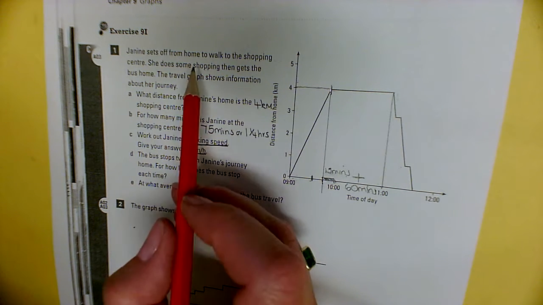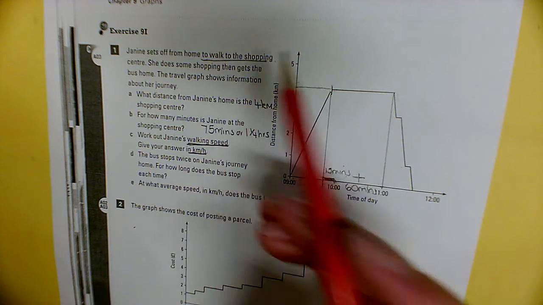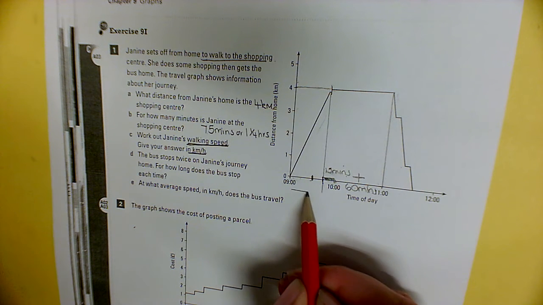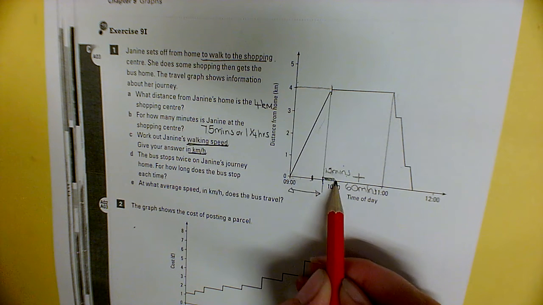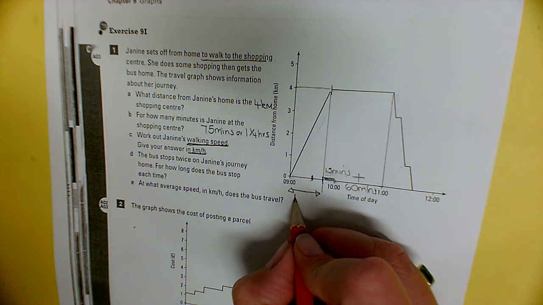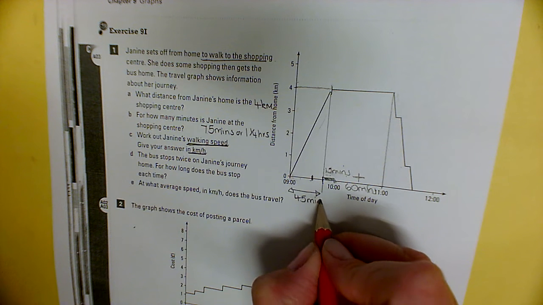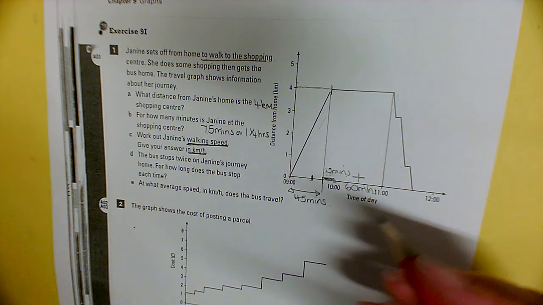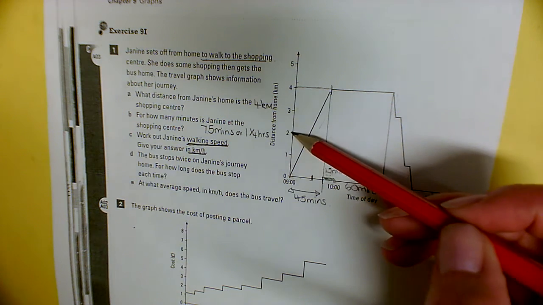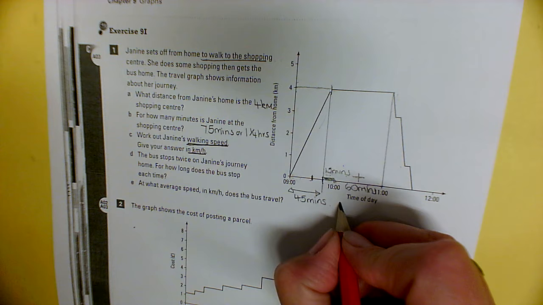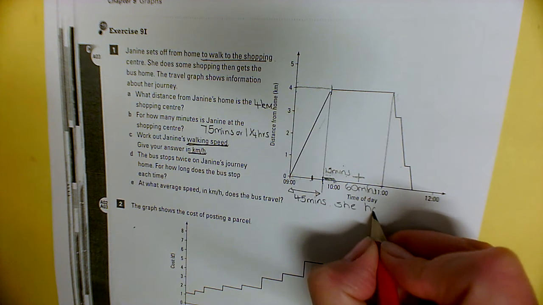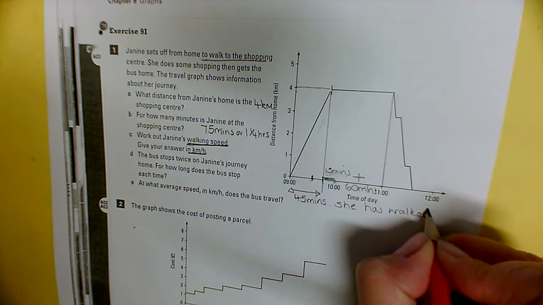So we know that she's walked to the shopping centre. So we know that this is where she's walked, and we know how long it's taken her to walk that distance. It's taken her 1 hour less the 15 minutes. So in total, that time there is worth 45 minutes. Okay? And then up the side, we know how far she's walked. So she's walked 4 kilometres. So in 45 minutes, she's walked 4 kilometres. Okay?